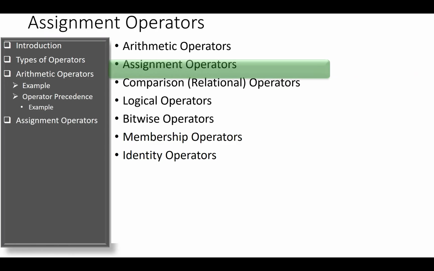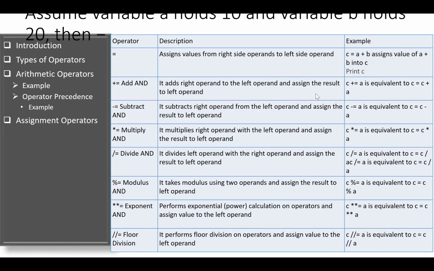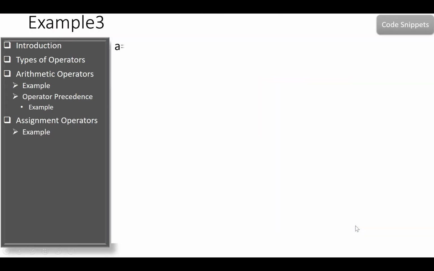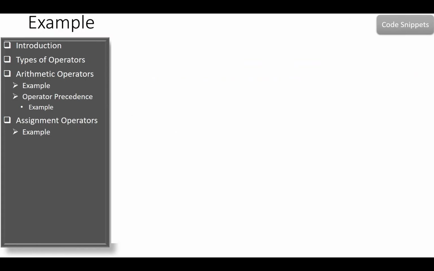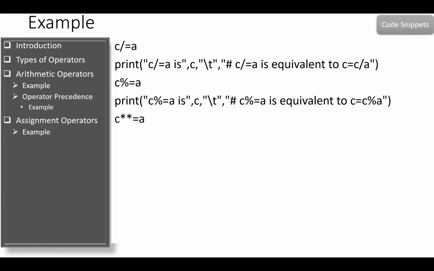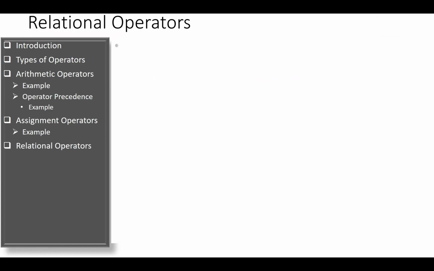Arithmetic and assignment. Let us go with assignment operators. We use equal to, plus equal to, minus equal to, asterisk equal to. They assign values from the right side operands to the left side operand. C equal to A plus B. But here, C plus equal to A means C equal to C plus A, and C minus equal to A means C equal to C minus A, and C times equal to A means C equal to C into A. This is the equivalent representation. There is one example program for these assignment operators. You can work on this and get the answer, based on what we discussed in the previous case.